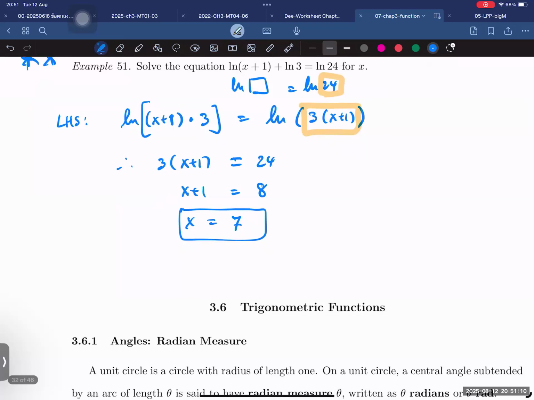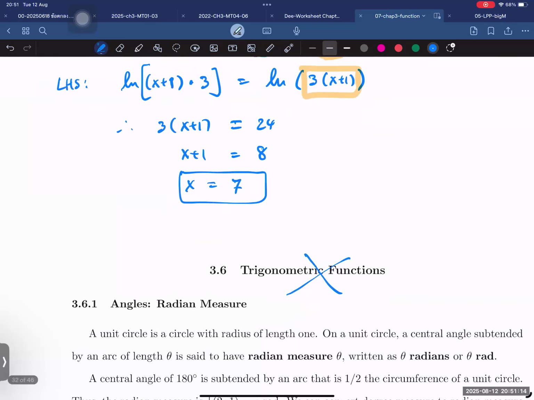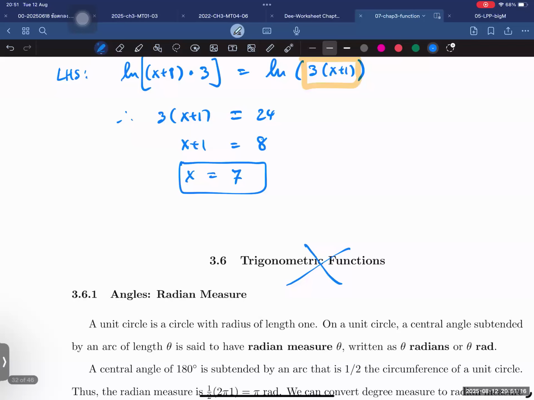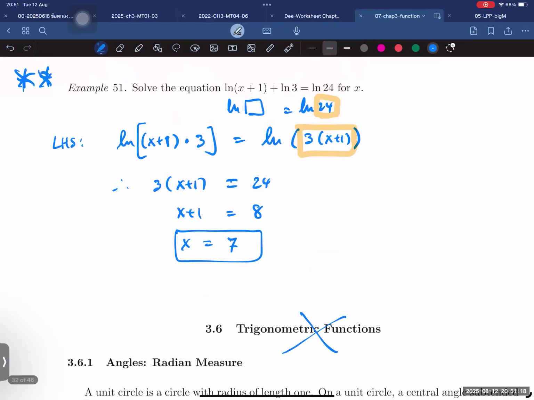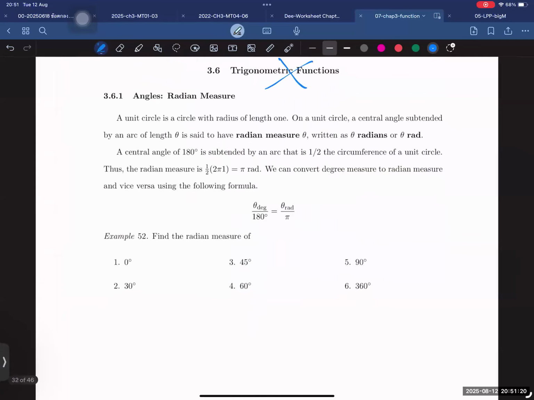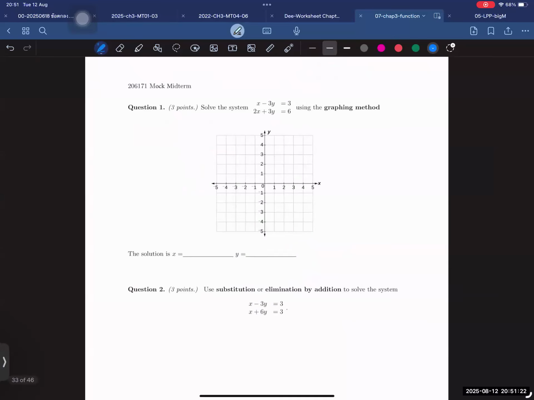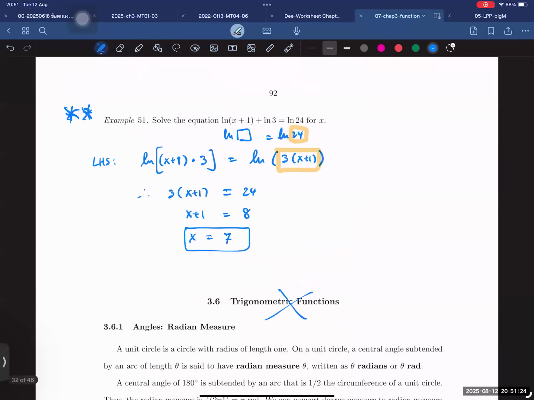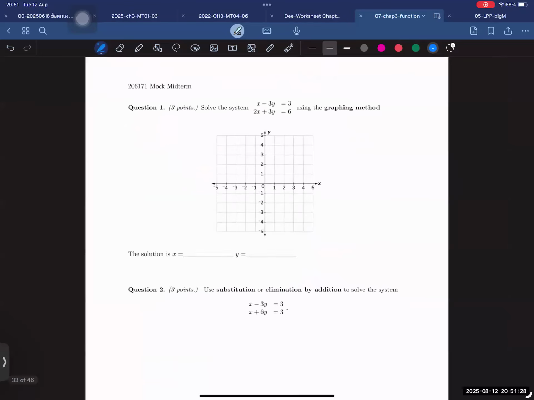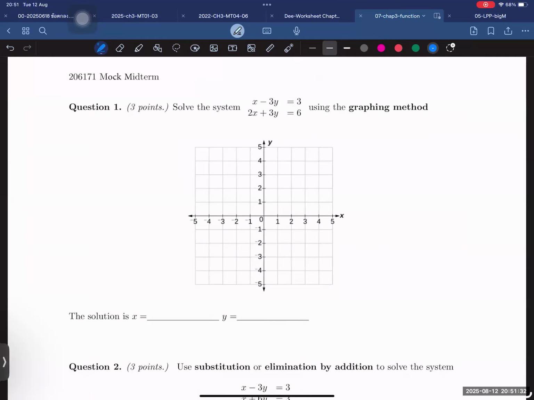In the final, in the midterm, we will not offer the problem in the trig function. So that's it. That's all the material we need for the midterm. Okay, let me continue with some mock exam, just to guide you through the problems that relate to what we studied so far.